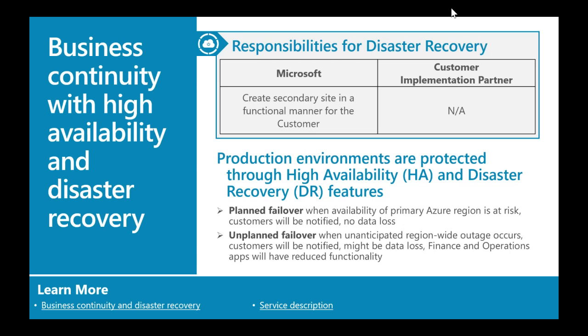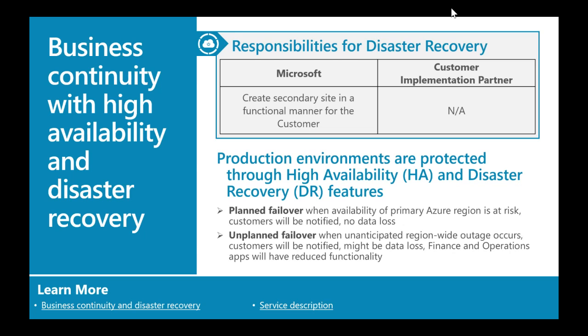The other that could happen, and hopefully not often, is the unplanned failover, when you have an unanticipated region-wide outage, for example. At that moment, customers will be notified of that, of course, but we need to fail over to another region. And at that moment, there might be some data loss.